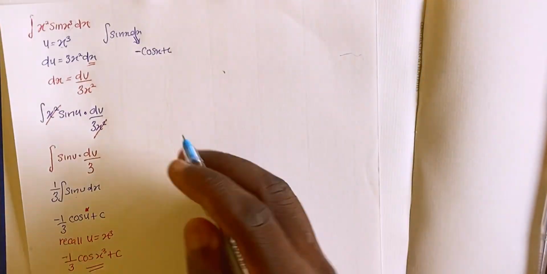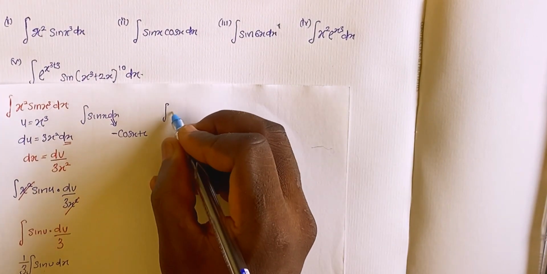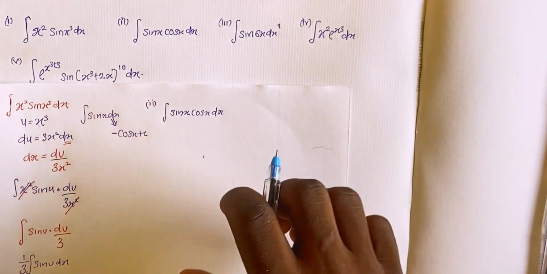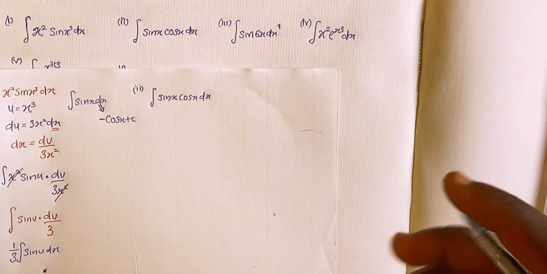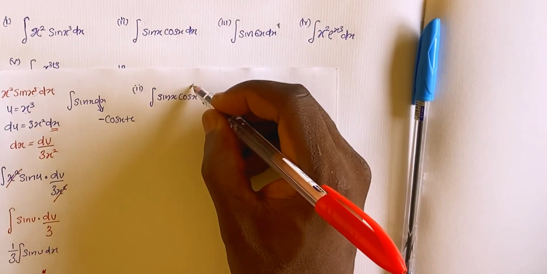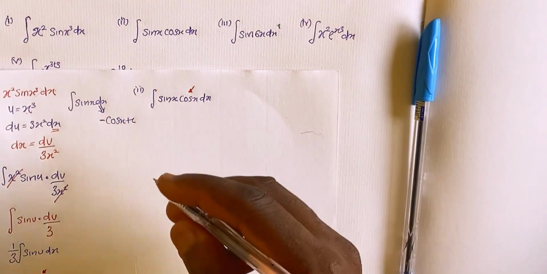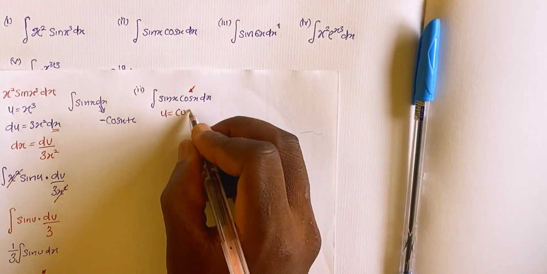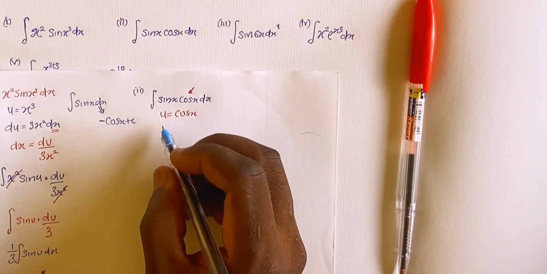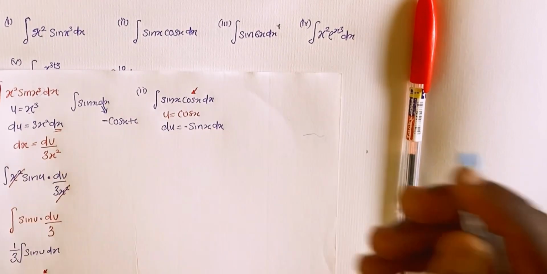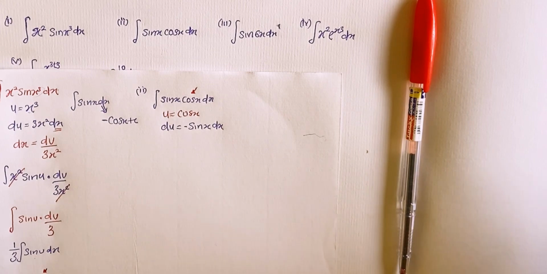Now let's move to the second question. I'm having the integral of sine x cos x dx. So this is actually a trigonometric function, it's sine x cos x, but I'm going to use the substitution method to solve it. Using the substitution method, I can let u be equal to cos x or sine x, because whenever I differentiate sine x, I'm going to have cos x, and whenever I differentiate cos x, I'm going to have negative sine x. So I can let u equal cos x, right? In this case, differentiating cos x, I'm going to have du equals minus sine x dx.